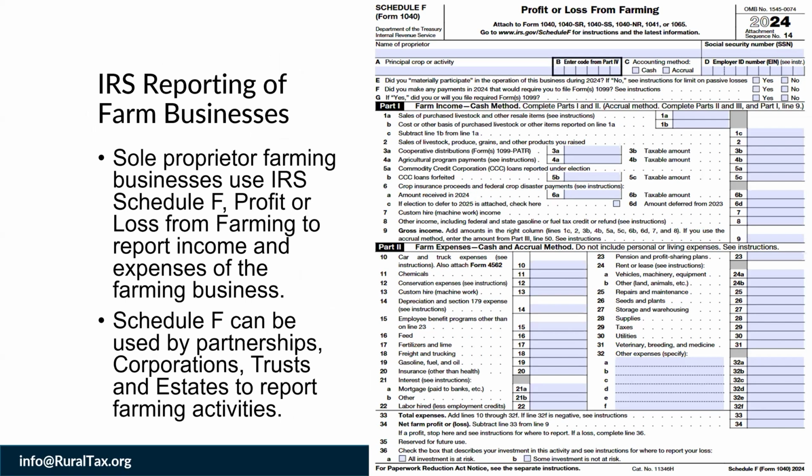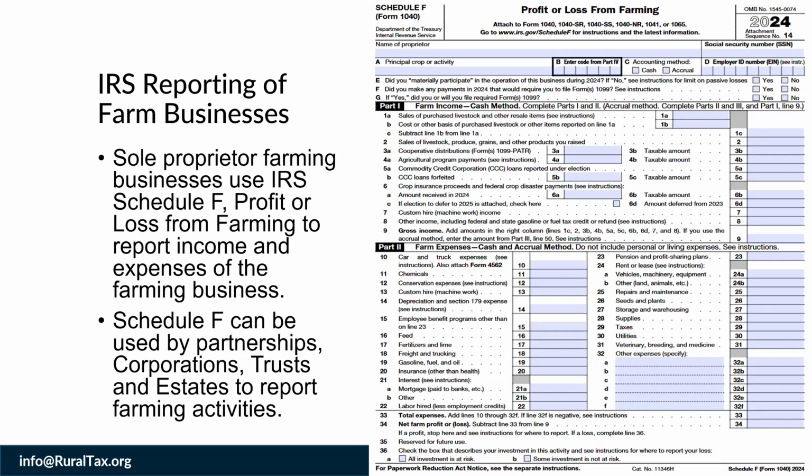Now, the sole proprietor farming business, they're going to use Schedule F, as we see here, profit or loss from farming, to report the income and the farming expenses. And we see there's part one, farm income, and we see the cash method. Not too many farmers use the accrual method. Matter of fact, in my experience, I've only worked with 3 farms that have used the accrual method. So it's, in my estimation, roughly about 2, maybe 1%. Most folks use the cash method.